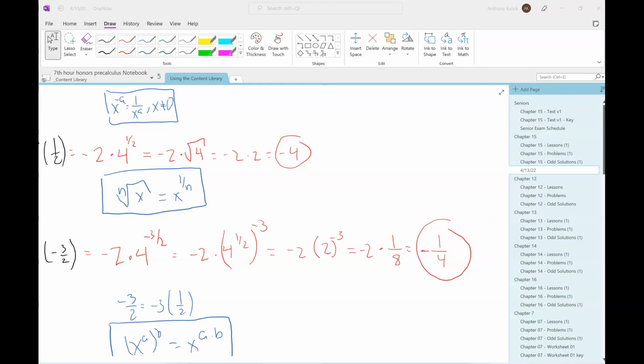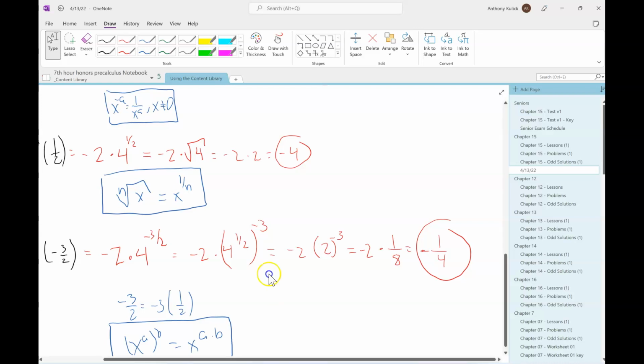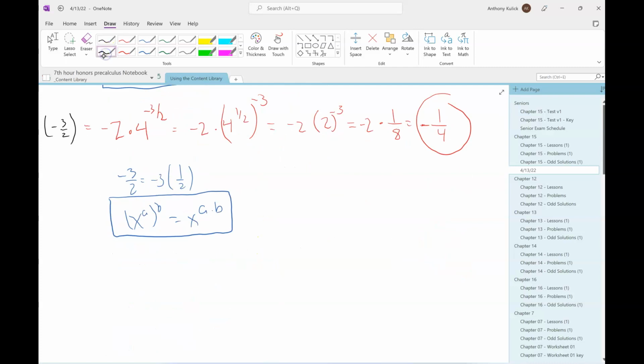Let's look at some more examples here. So let's say we wanted to write an exponential function from a set of points.